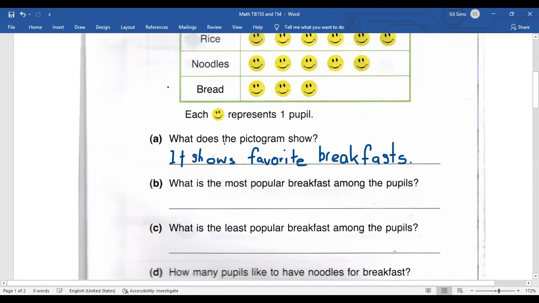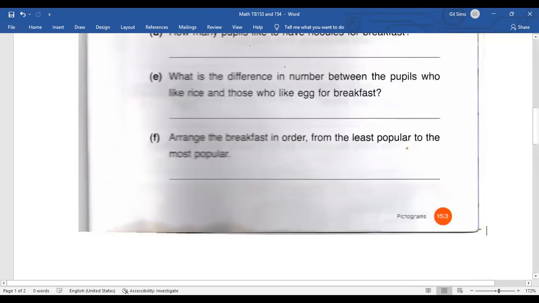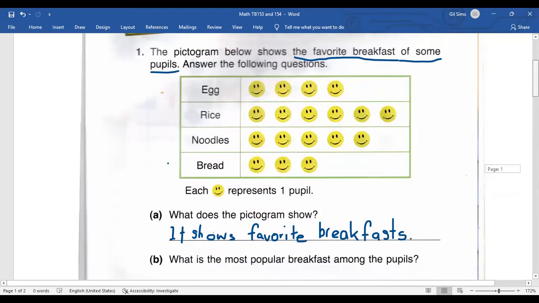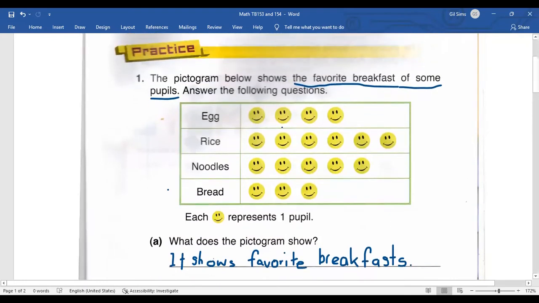Okay, so what does the pictogram show? It shows favourite breakfasts. Second question. What is the most popular breakfast among the pupils? So let's have a look. Anyone know the answer? Which is the favourite breakfast?